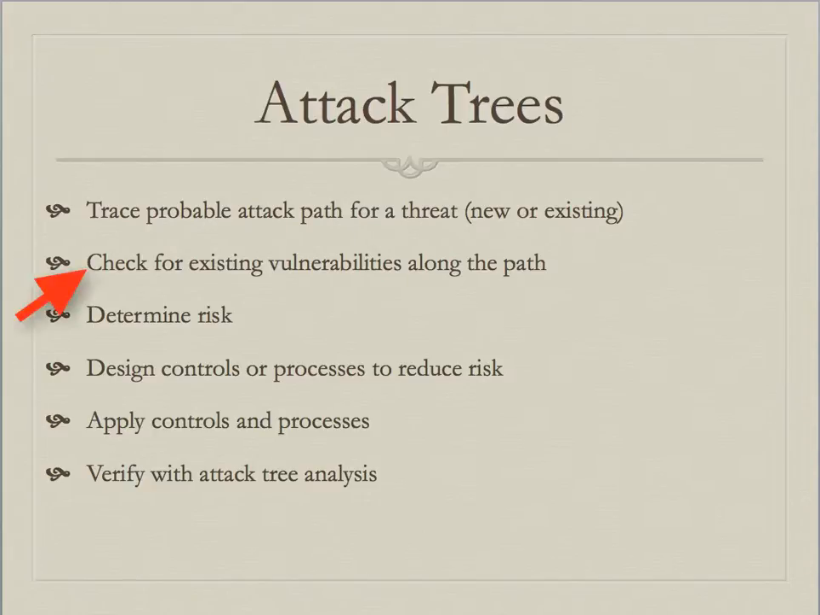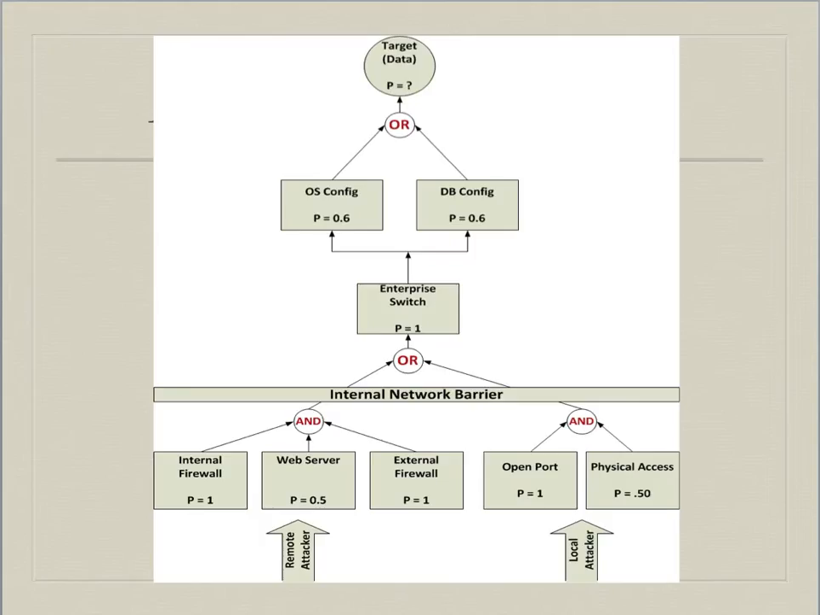So when you build an attack tree, you're checking for existing vulnerabilities along the path that pair with the threat agent under assessment. You determine risk, and we learned to do that in week 1. We design controls or processes to reduce the risk if necessary, and we apply those controls and processes. Actually, before we apply the controls and processes, we should go back and verify with a new attack tree analysis that what we're proposing will in fact lower the risk of compromise.